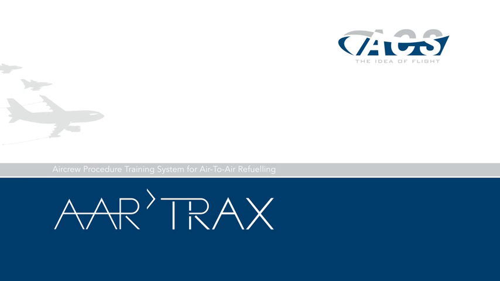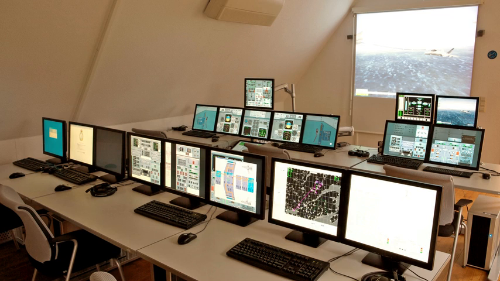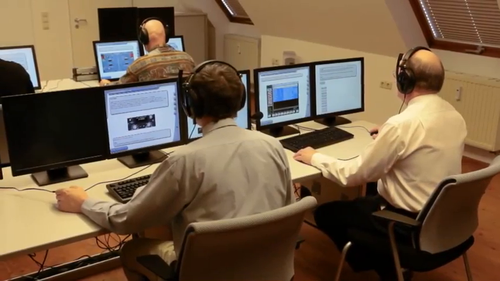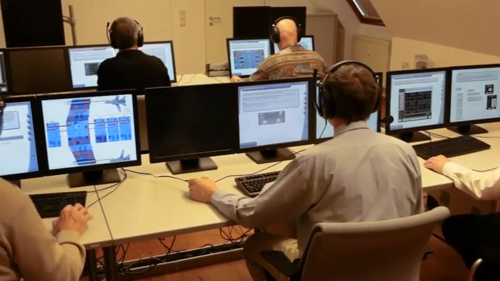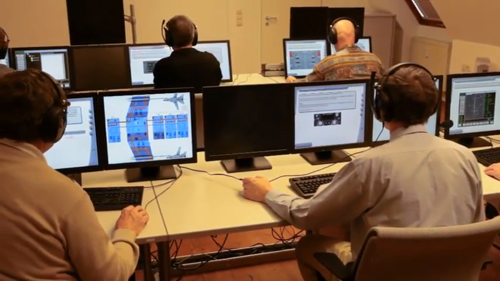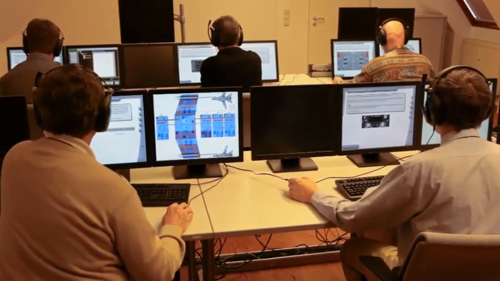AAR Trax is a versatile training system for air-to-air refueling tanker aircrew. Two modes of operation allow computer-based training and practical procedure training on the same hardware. In CBT mode, more than 100 lessons cover aircraft systems and air-to-air refueling procedures. These can be accessed from 6 working positions.